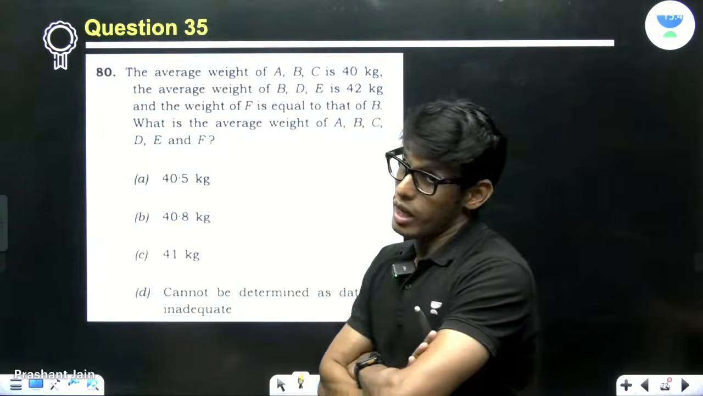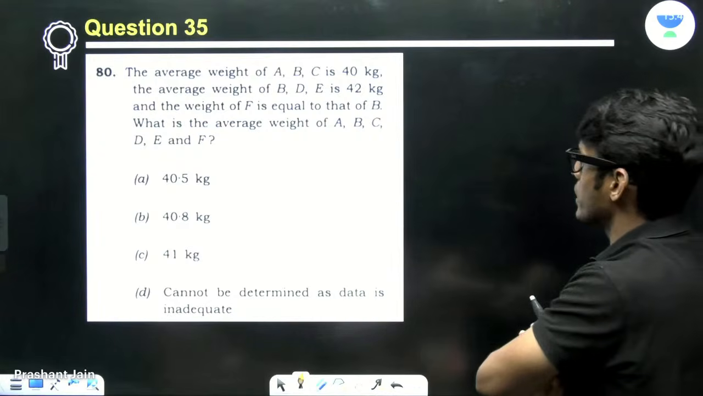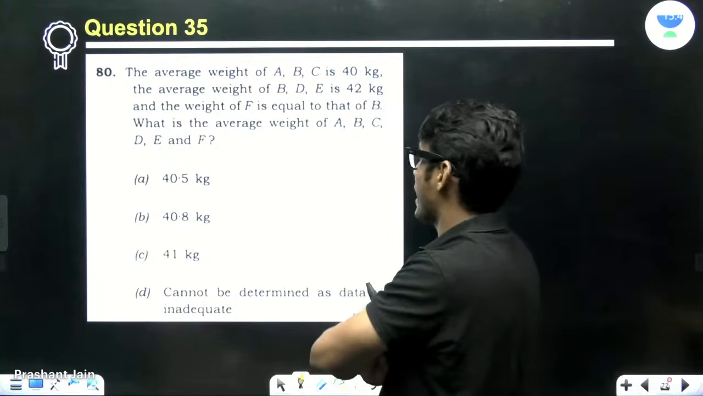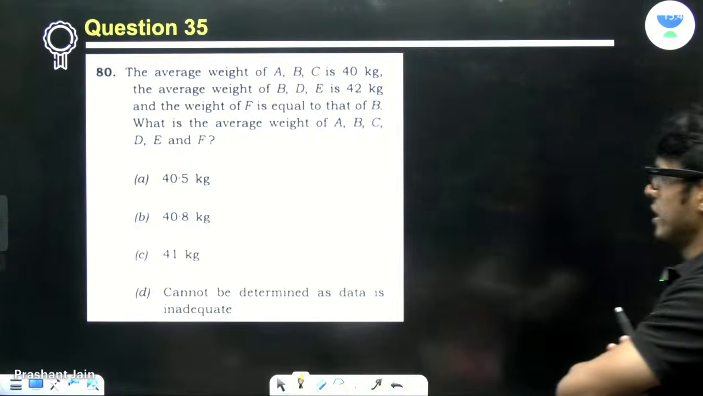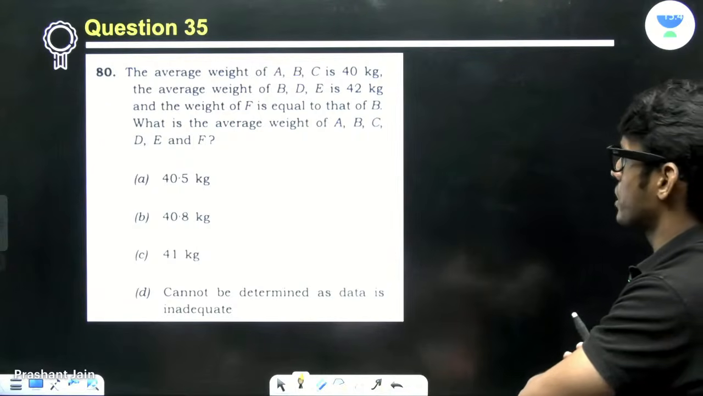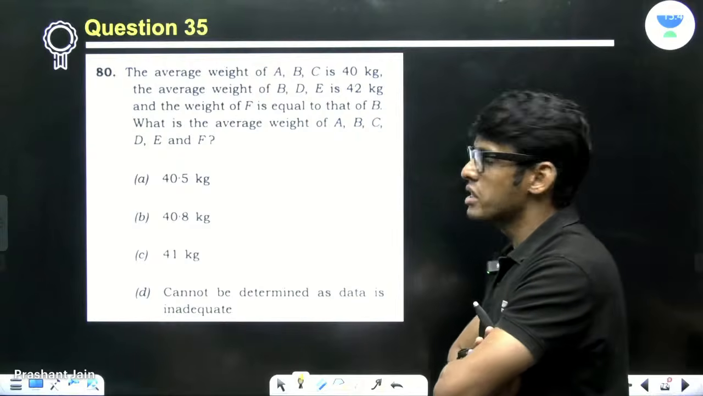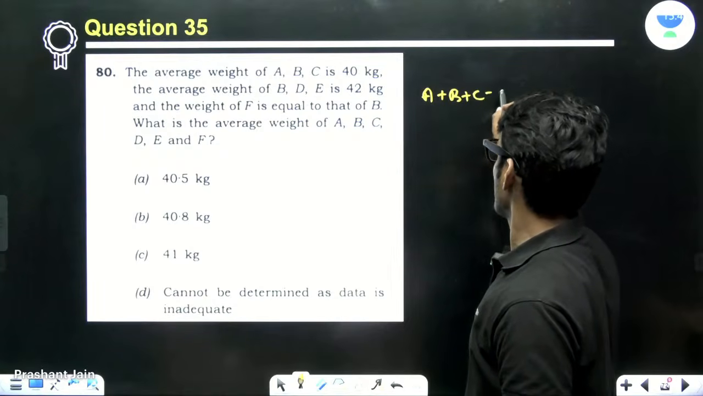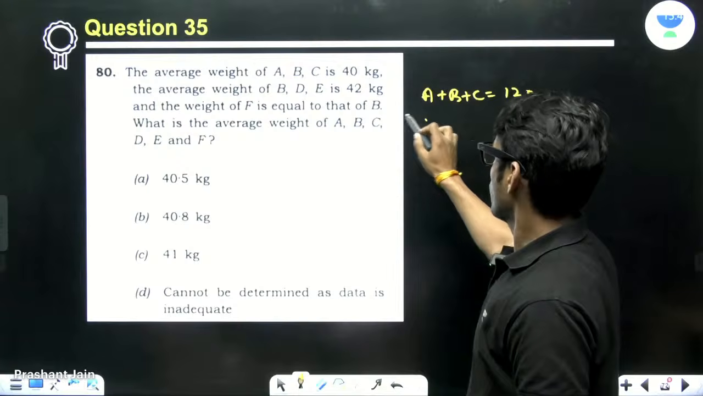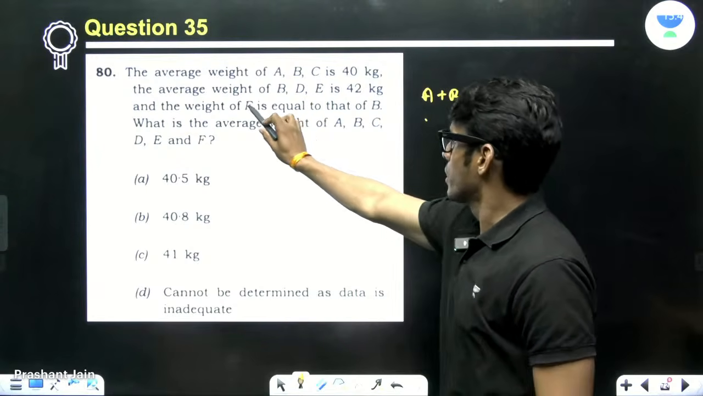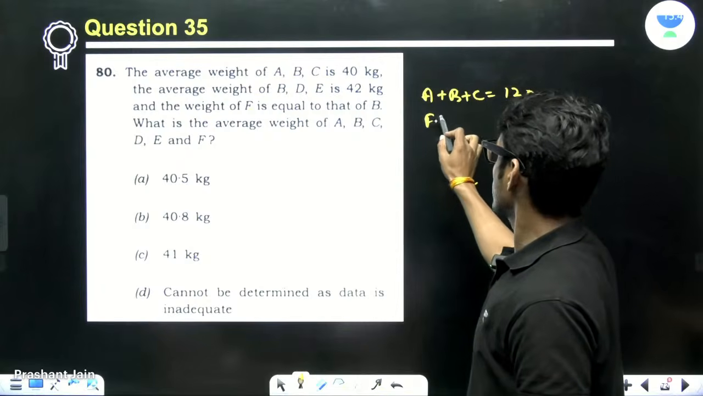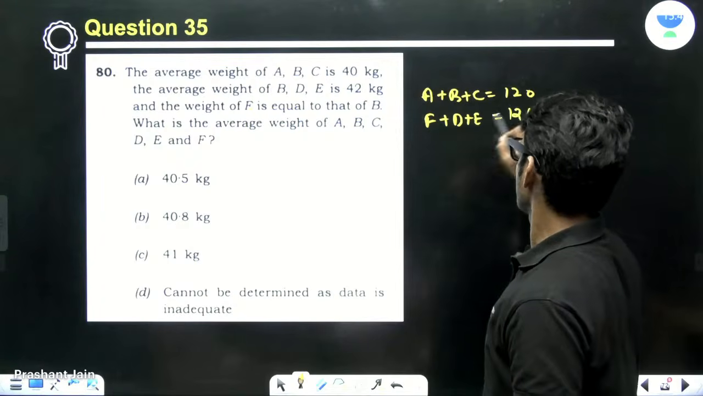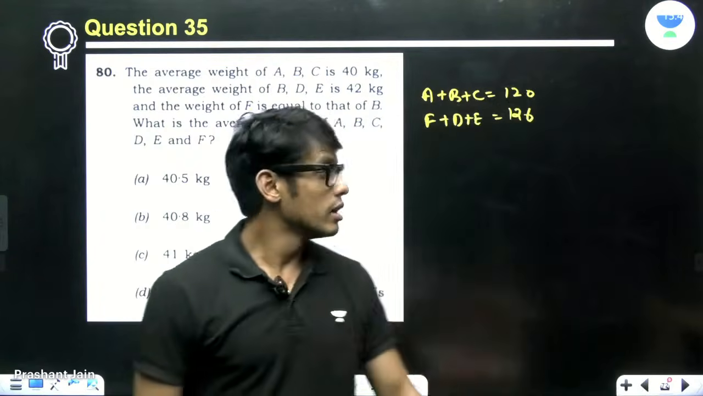35th problem here. The average weight of A, B, C is 40 kg. The average weight of B, D, E is 42 kg. And the weight of F is equal to that of B. What is the weight of A plus B plus C plus D plus E? Now, very easy problem. Just see A plus B plus C. Can you say this will be 120? Now, instead of B, it is written weight of F is equal to B. So put F instead of B. This will be 42 times 3 is 126. Isn't it? Right? This is very simple, right?